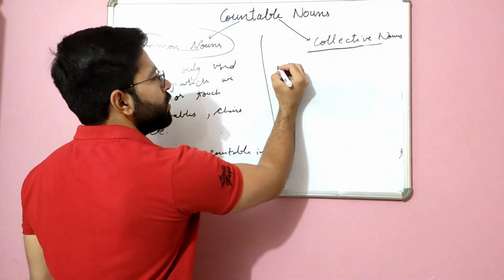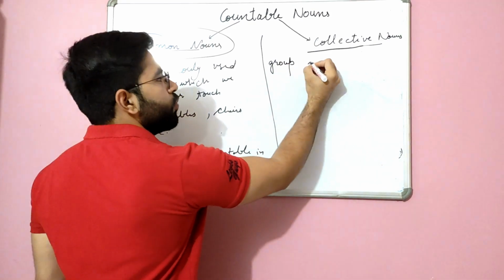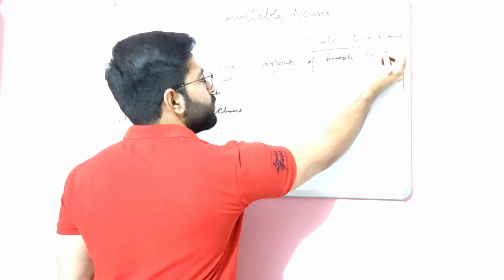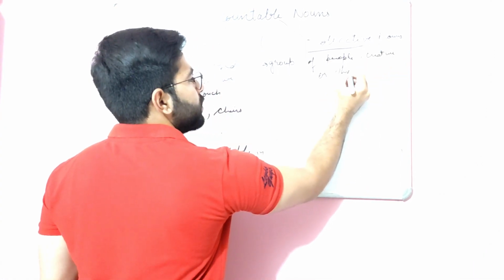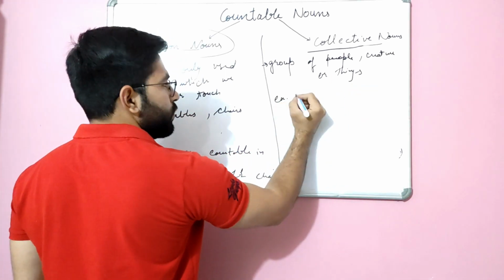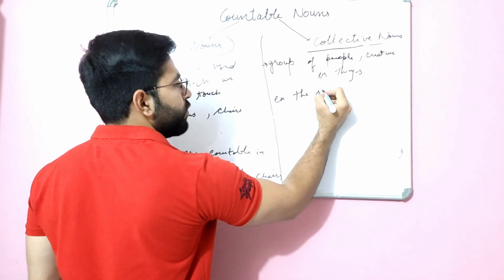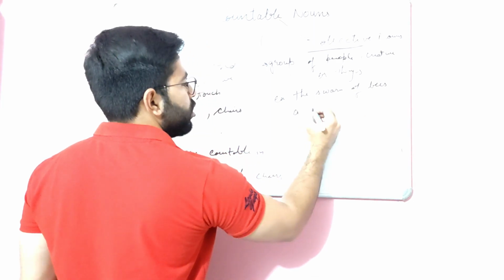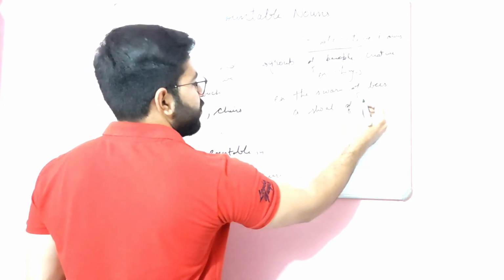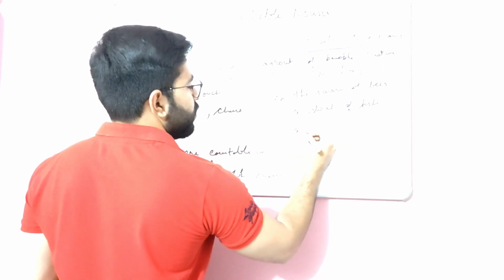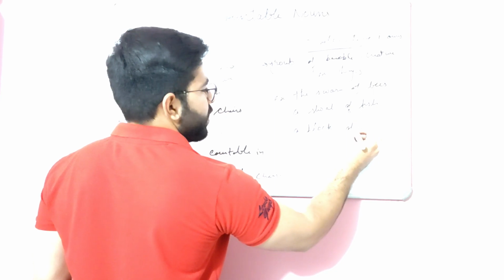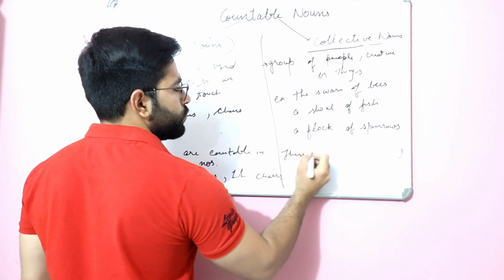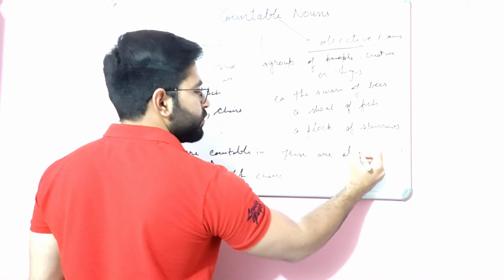And what are collective nouns? Group of people, creatures, or things. For example, a swarm of bees, a shoal of fish, a flock of sparrows. These are also very much countable in nature.